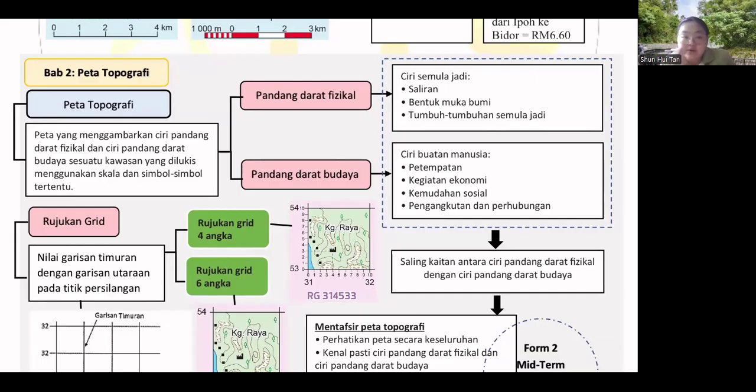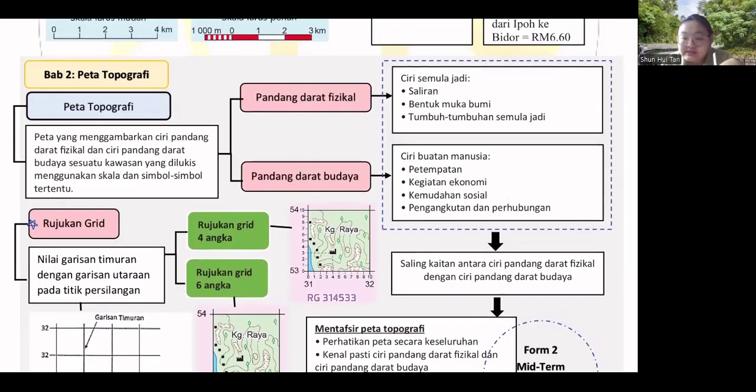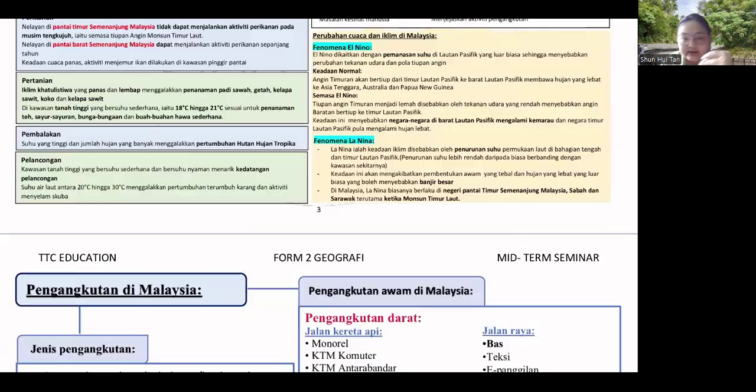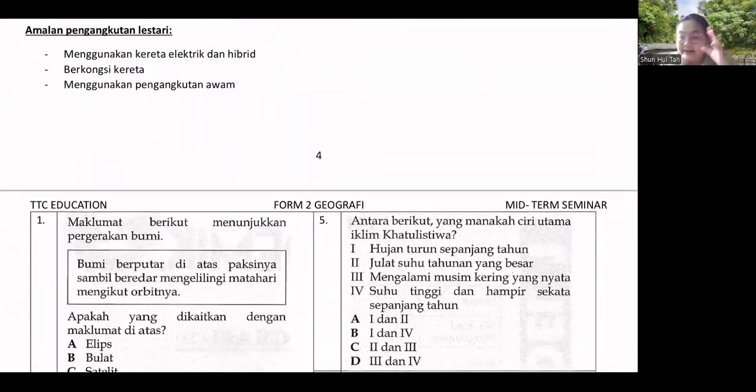Form 2 is more realistic, and it actually comes with grid numbers. So you are required to know how to determine the grid reference. They have two types of rujukan grid, 4 angka and 6 angka. All right, and then of course the general ones, ciri fizikal, ciri budaya. Now, I will just give you an idea, but as I told you, chapter 1 and 2, they will combine and ask you.